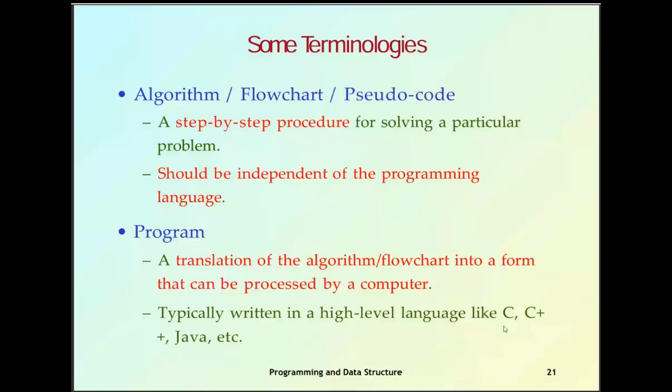Pseudocode, as its name suggests, is not code but is very similar to code. All these three terms, algorithm, flowchart and pseudocode, are independent of the programming language, and each is nothing but a step-by-step procedure to solve a given problem. Why should it be independent of a programming language?